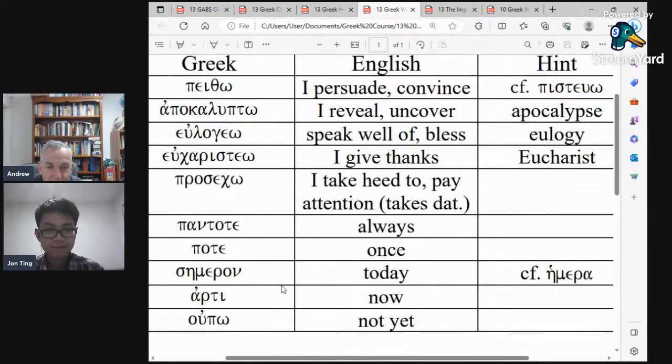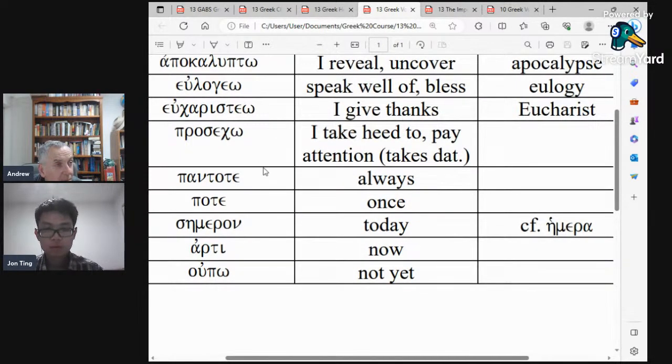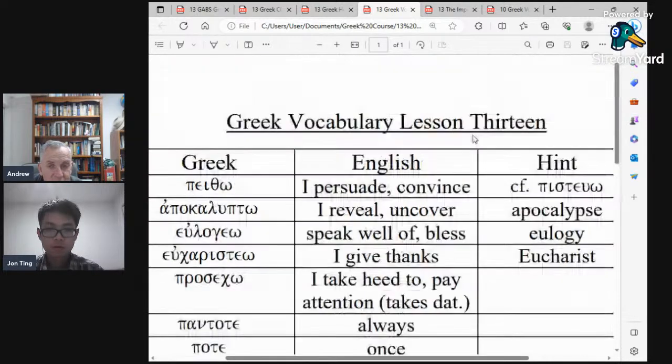These last 5 words are all related to time. Pantote, always. Pote is once. Semeron is just adding a few letters to the front of hemera, which is the word for day. Semeron means really this day or today. Arti means now, oupo not yet. Okay, any final questions on that vocab?